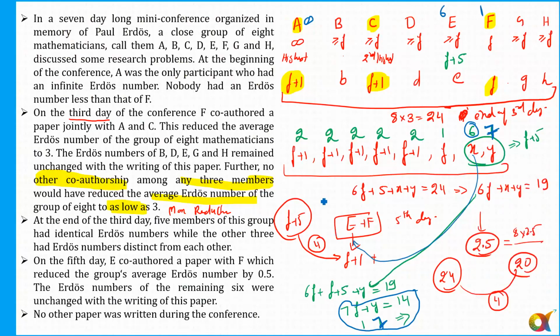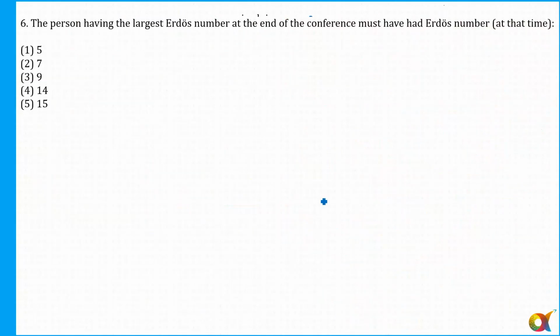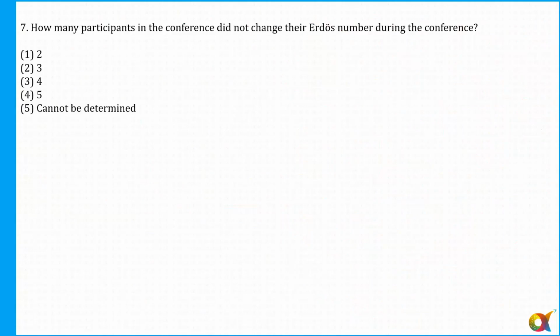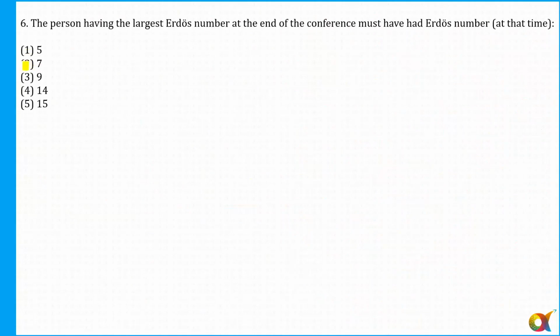So what is the answer for the first question? The person having the largest IRDOS number at the end of the conference must have an IRDOS number of 7, which is option number 2. So the correct answer for this question is option number 2, that is 7. Any doubts to anyone in question number 6? Can I move to the next question?